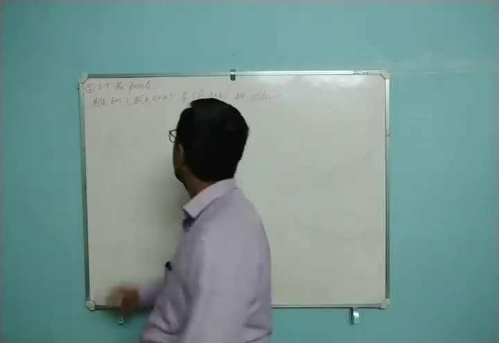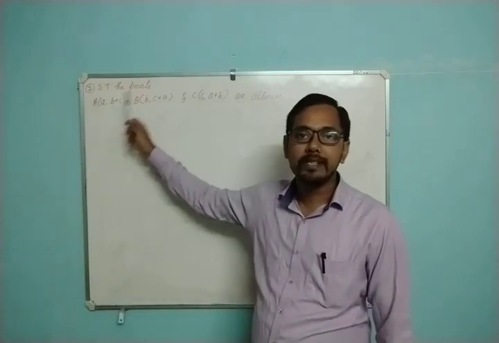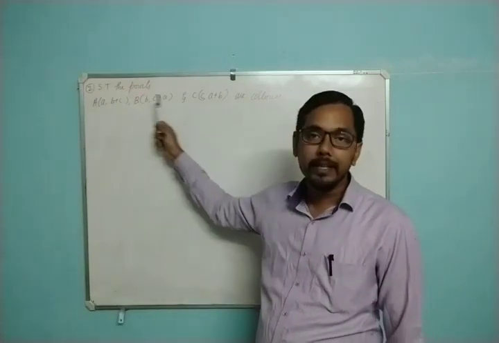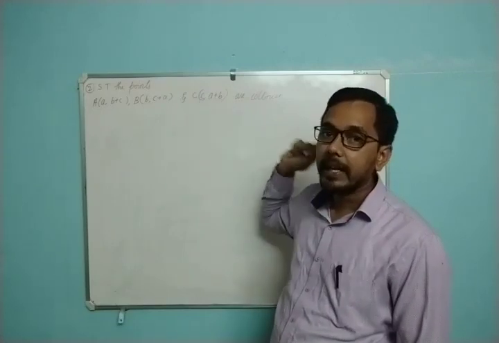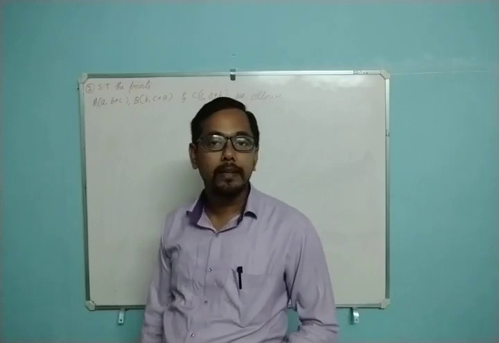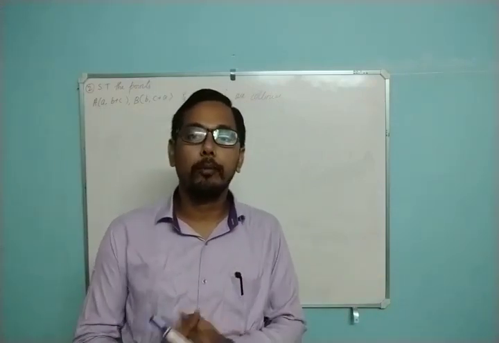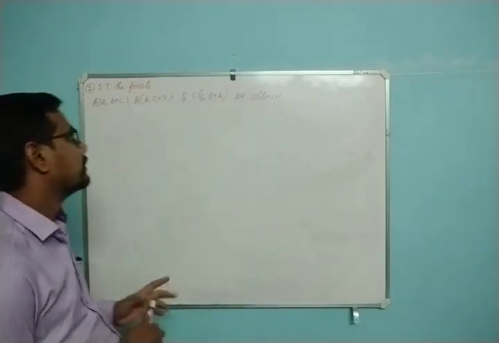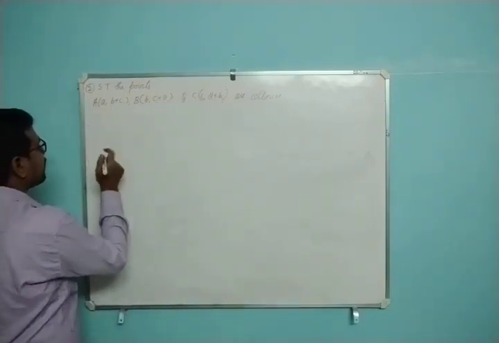Okay. So what is given here? Show that the points (a, b+c), (b, c+a), and (c, a+b) are collinear. So what do you mean by collinear? The points should lie on the same line. All 3 points should lie on the same line. So for that, the area of the triangle will be 0.